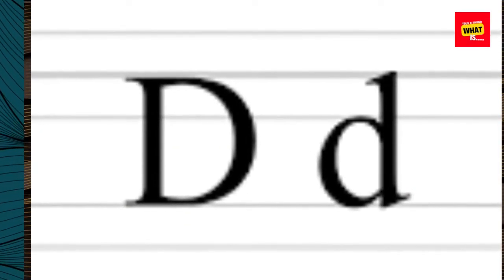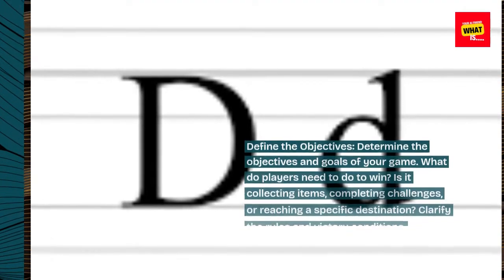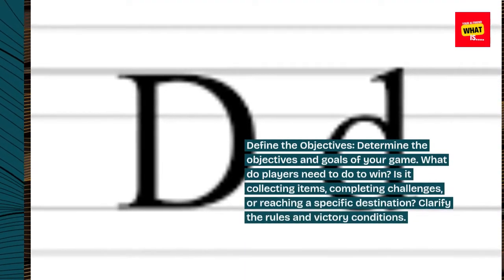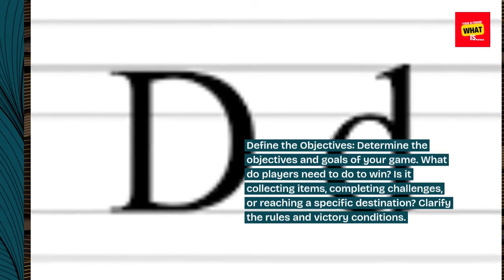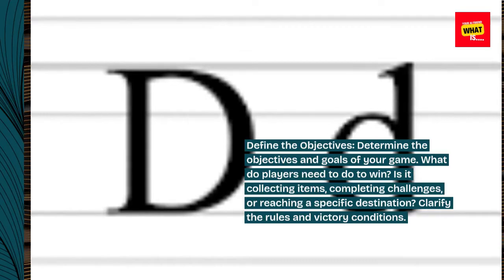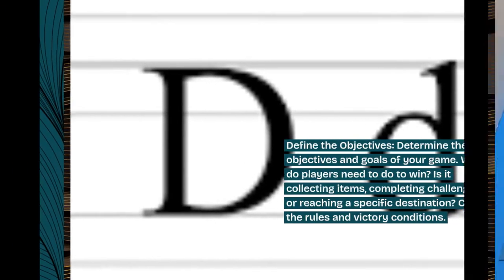Define the objectives. Determine the objectives and goals of your game. What do players need to do to win? Is it collecting items, completing challenges, or reaching a specific destination? Clarify the rules and victory conditions.